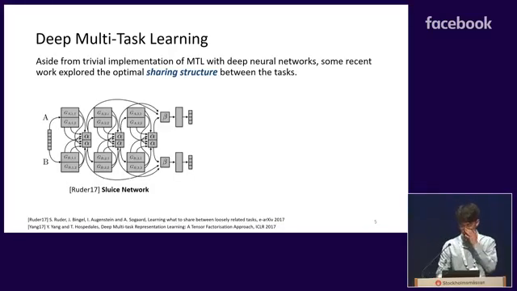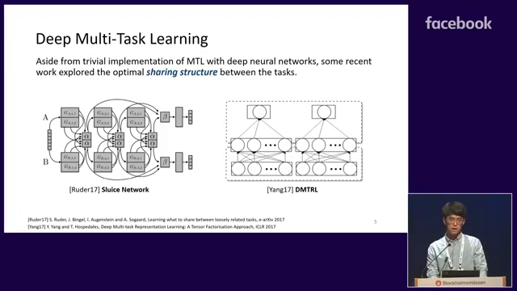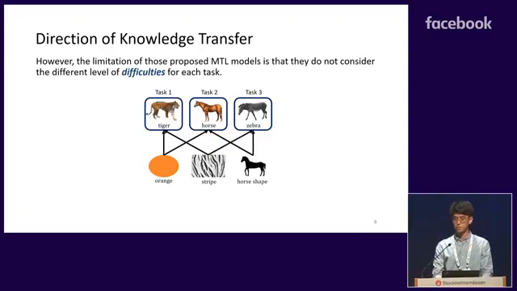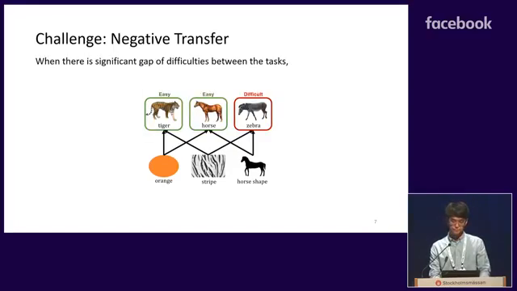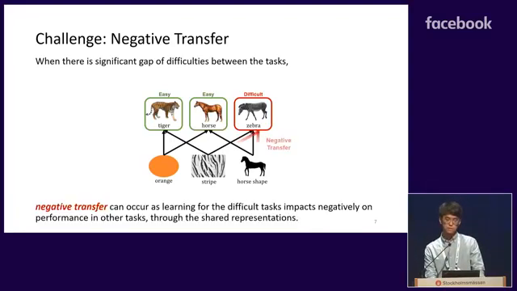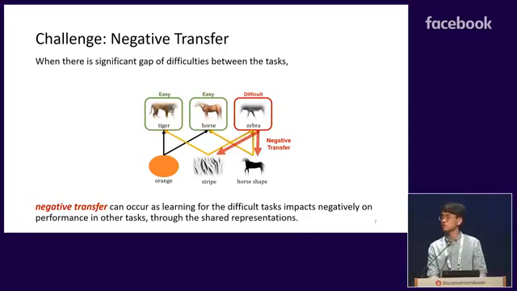And aside from such a trivial implementation of multitask learning with deep neural networks, some recent work explored the optimal sharing structure between the tasks. For example, cross-stitch network by Ruder et al. and DMTRL by Yang et al. However, the limitation of those proposed MTL models is that they do not consider the different level of difficulties for a given set of tasks. So when there is a significant gap of difficulties between the tasks, negative transfer can occur as learning for the difficult tasks impacts negatively on performance in other tasks through the shared representations.